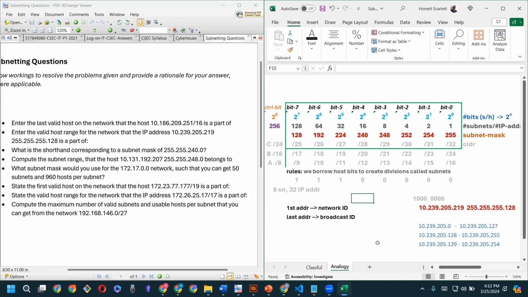First one will be used to represent the network or the subnet, the network ID. The last one is going to represent the broadcast address of that subnet. So therefore it's going to be 32 minus 2. So the number of usable hosts per subnet is going to be 30. So the total answer is 8 valid subnets and 30 usable hosts per subnet.